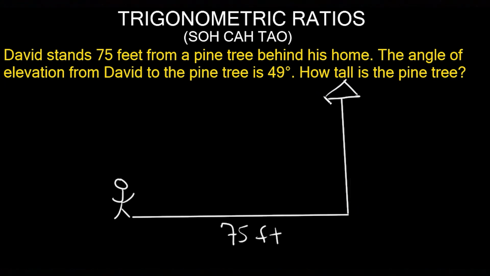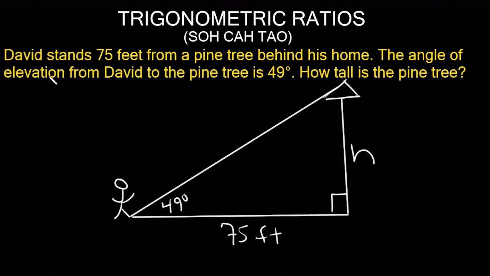So what else do we know here? Well, we know that the angle of elevation is 49 degrees. So going from David to the top of that pine tree is going to be 49 degrees. So I'm going to put here 49 degrees. Okay. So now I can see that I'm forming a right triangle. I have 90 degrees right here. I can go ahead and use my trig functions to figure out what the height of this pine tree is going to be. So based on the information that I have, adjacent and opposite. Okay. So that's going to be tangent.